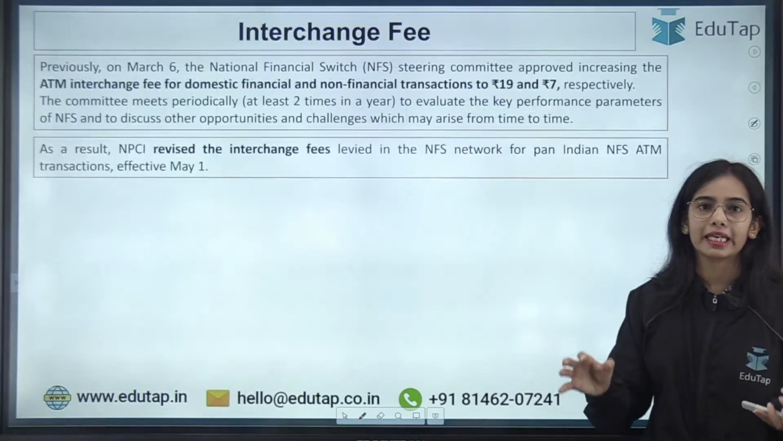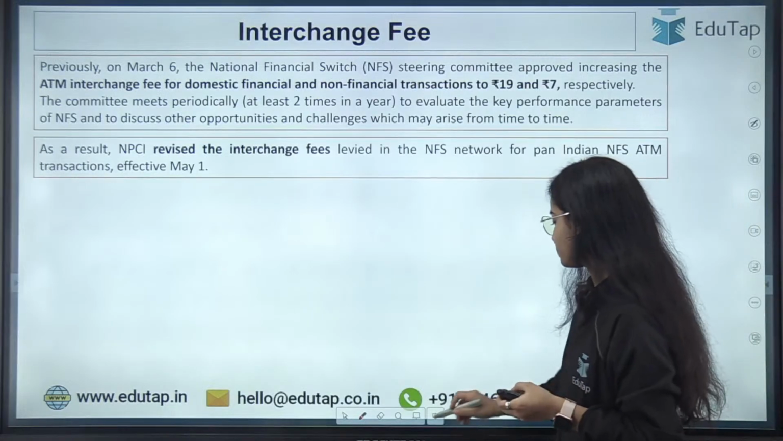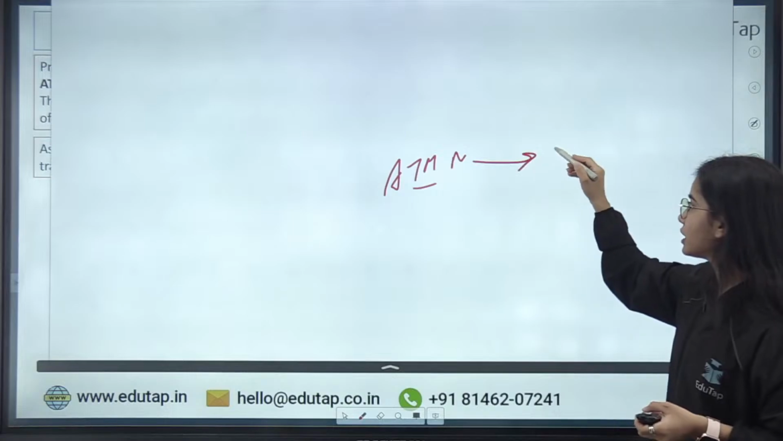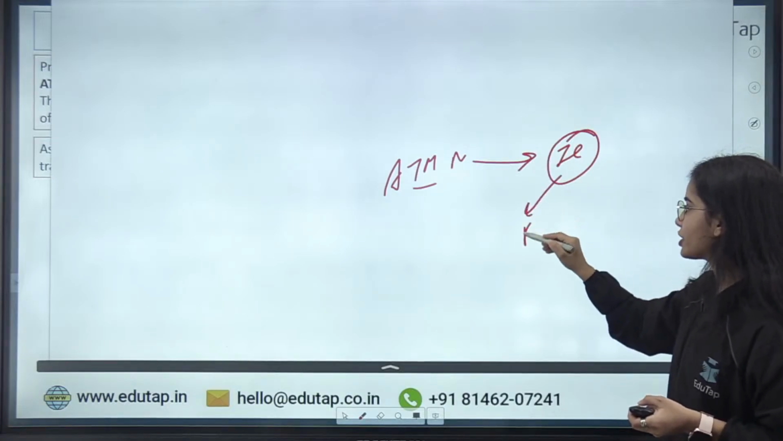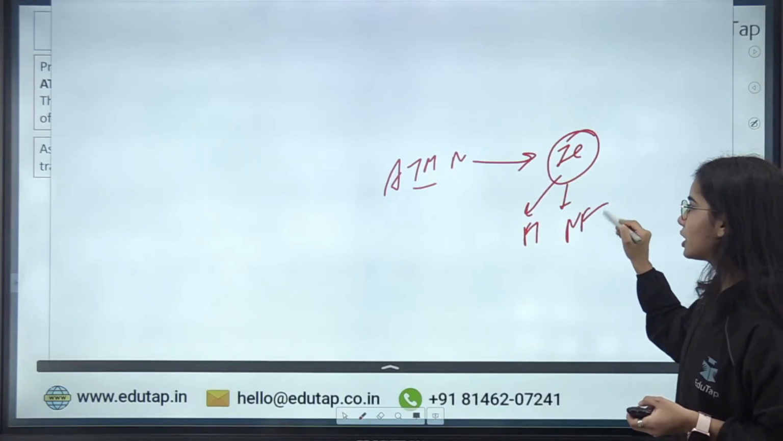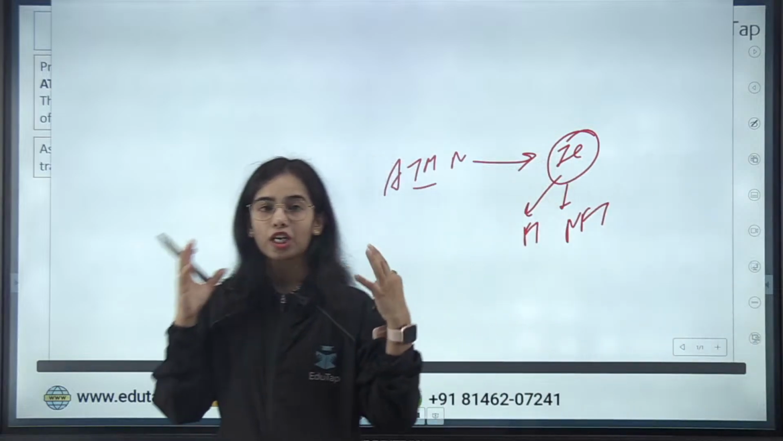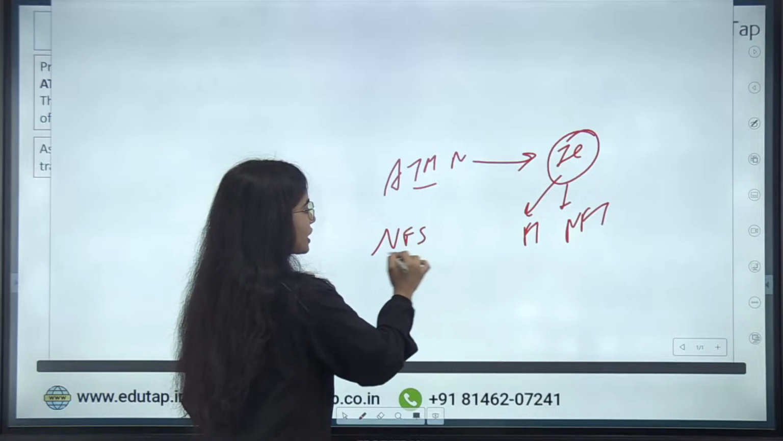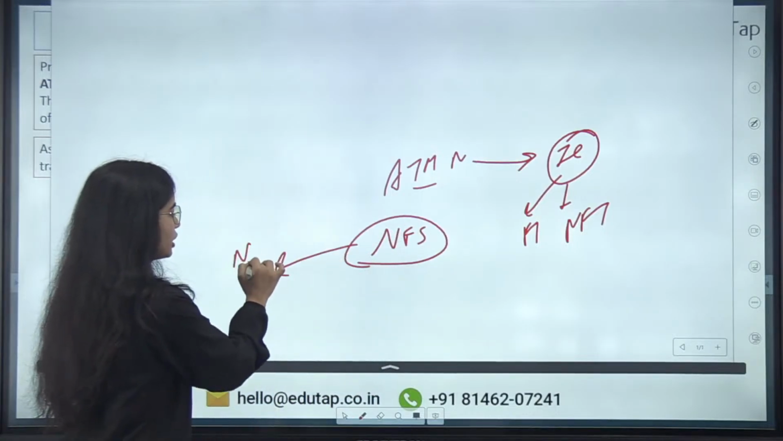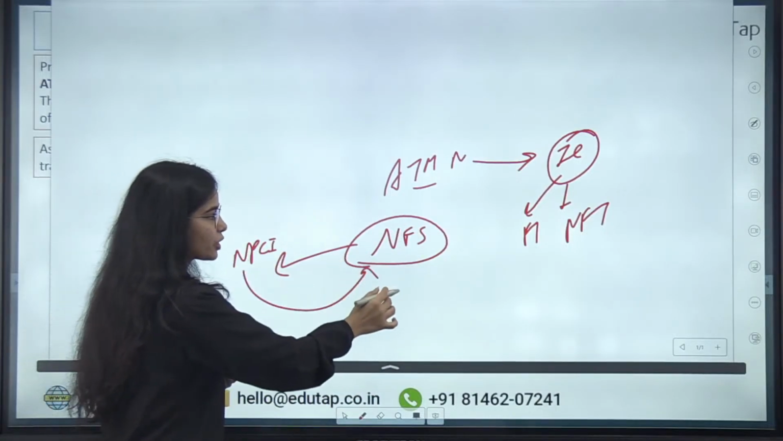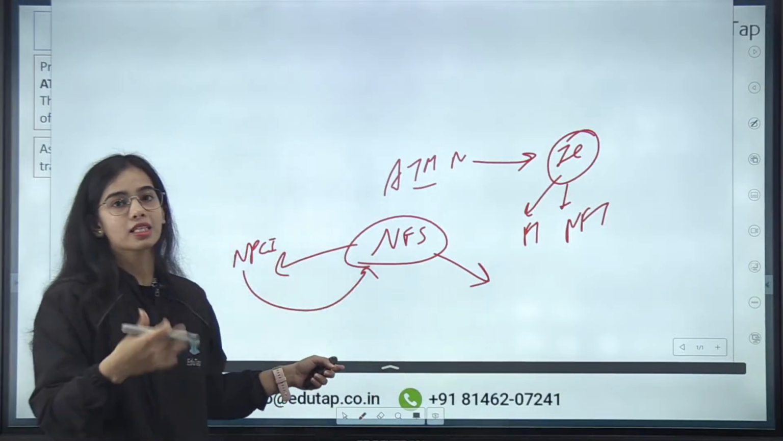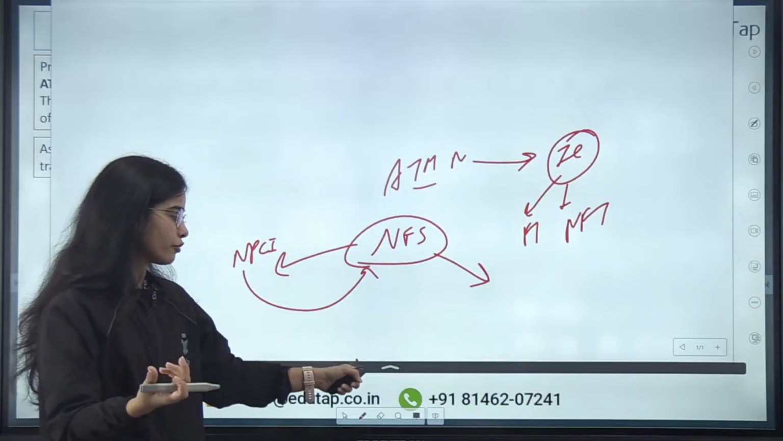Okay, so this is the idea that the ATM networks will be deciding the interchange fee for the financial transactions and for the non-financial transactions. Now, one of the largest of the ATM networks is the National Financial Switch Network. This is under the NPCI. So, for this particular ATM network, the NPCI has decided the limits or has approved the interchange fee.